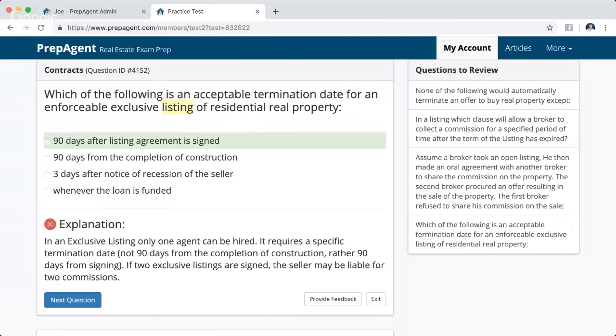Whereas with an open listing, if you're not satisfied with your current broker, you can move on at any moment because you could have more than one broker to work with. Does that make sense? What do you guys think? Hopefully that makes sense for everybody.